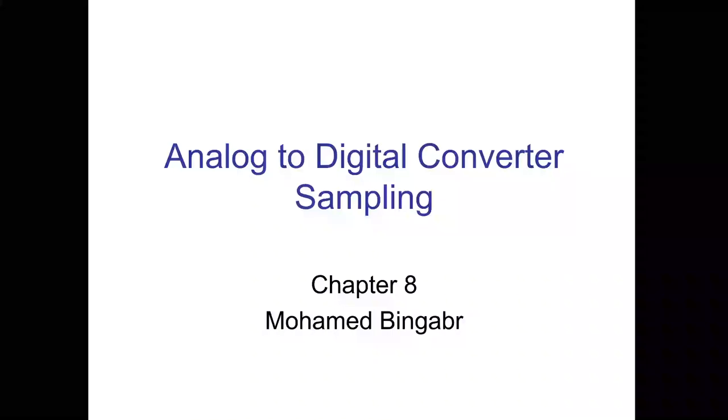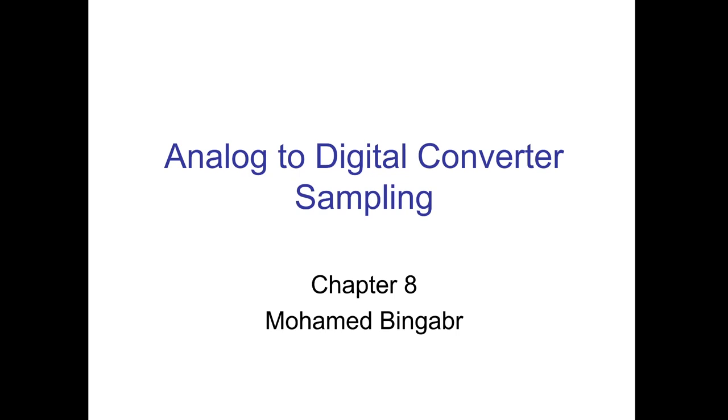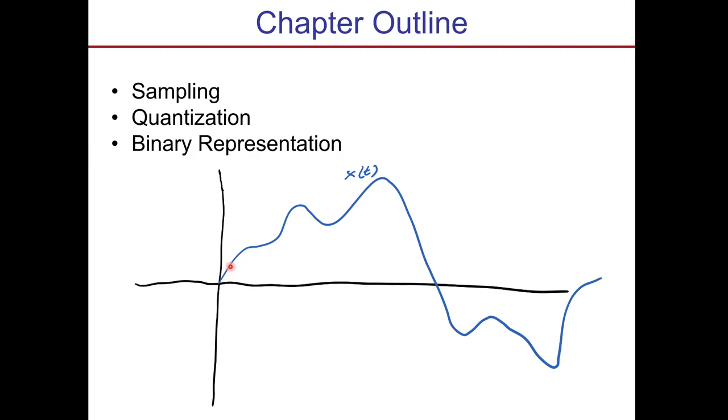Hello everyone. Today's video is about analog to digital converter, and we're going to emphasize the sampling theorem. Let's assume you have this continuous signal x of t, and we need to convert it to a digital signal. So the first step is sampling, then quantization, then binary representation or coding. So let's look at each one of them.